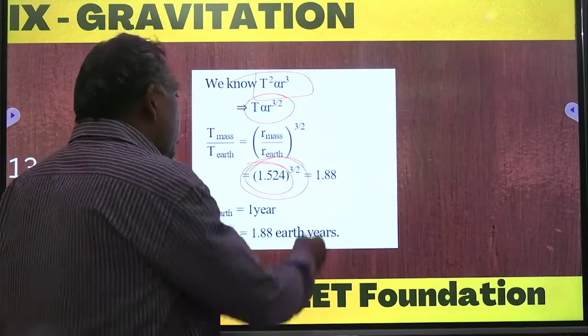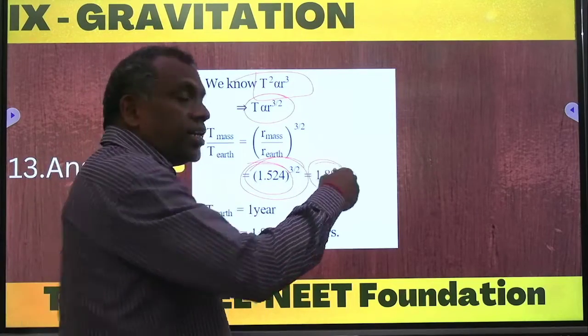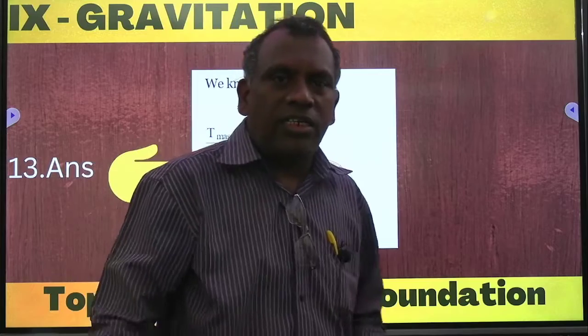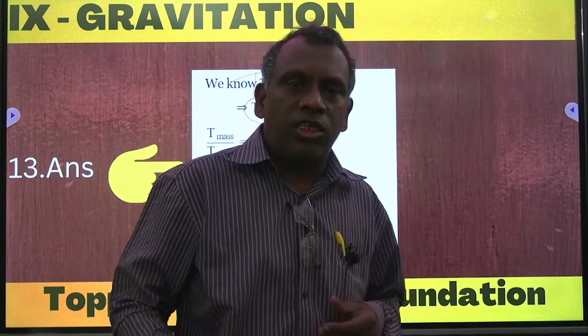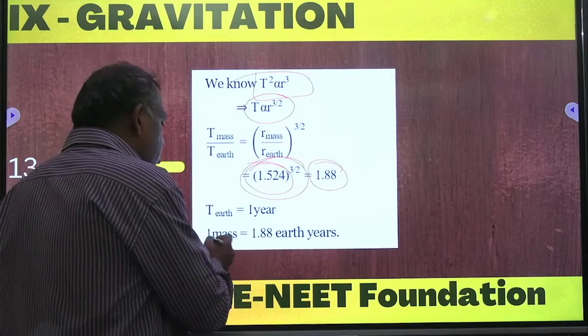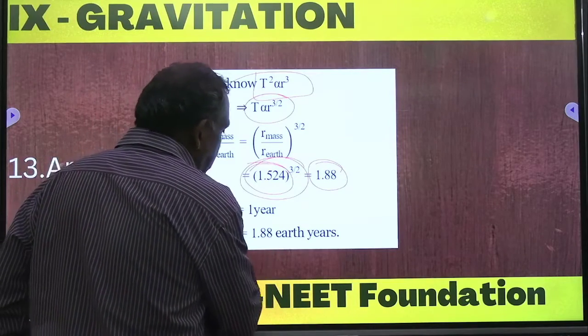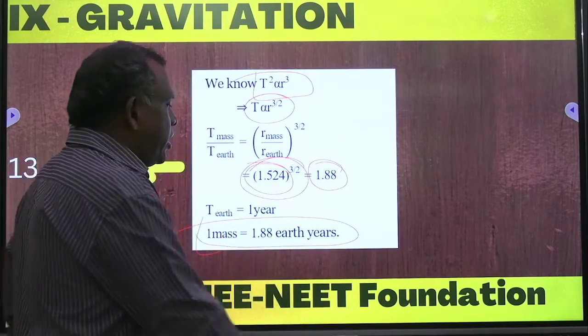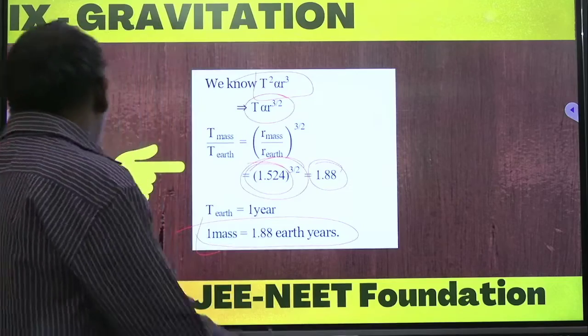Of course, by using a calculator we can do it, but it is difficult for the children to do this type of calculation. So T of Mars is 1.88 times the earth years. You can find it like this. This is the way of solving this question.